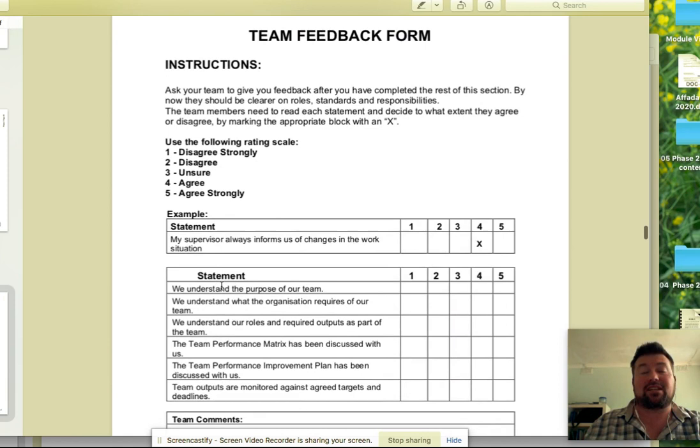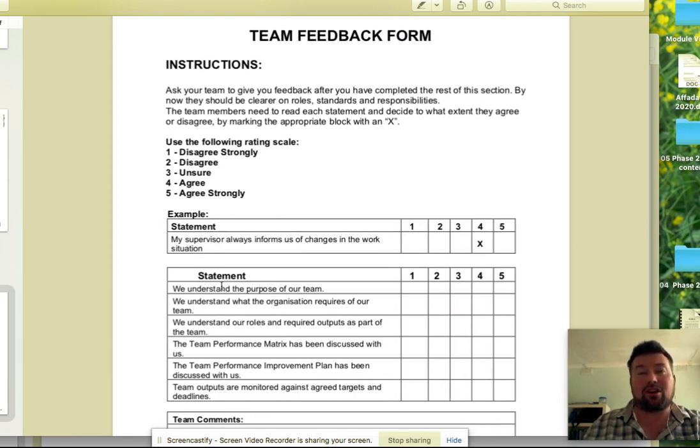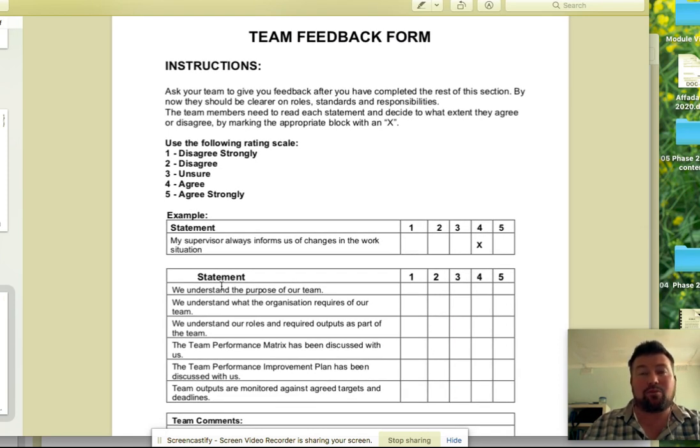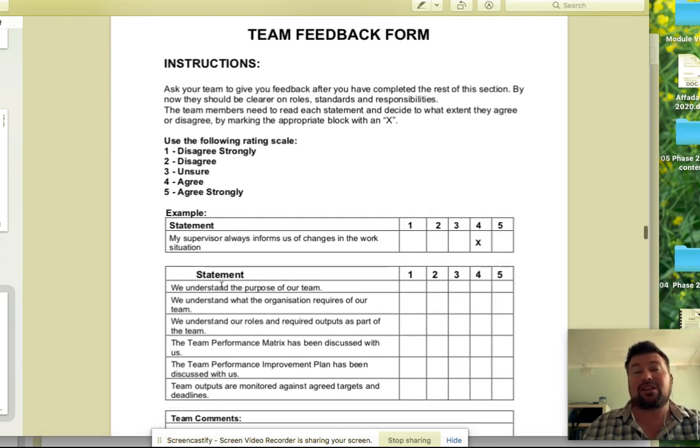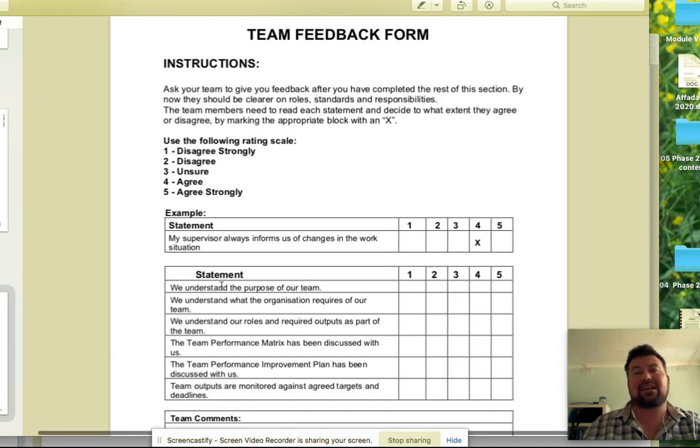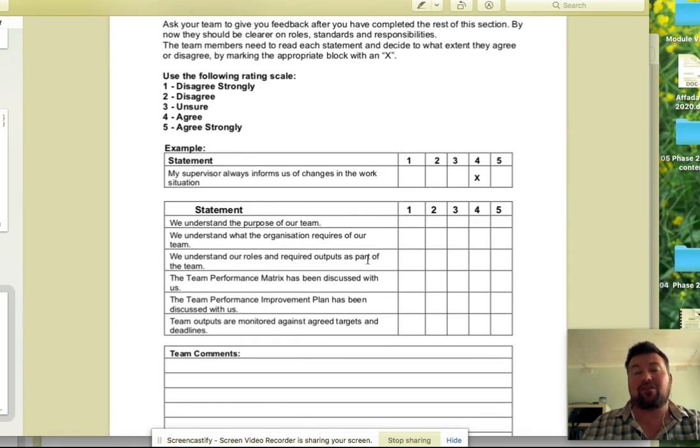Then the last thing is you're going to show all those documents. So the team performance standards, the team roles, as well as the team performance improvement plan. And you will get your team to make a comment on that, or at least to read it and to give you some feedback. Over here, get a couple of your team members to discuss it, and then one of your team members to give you feedback.